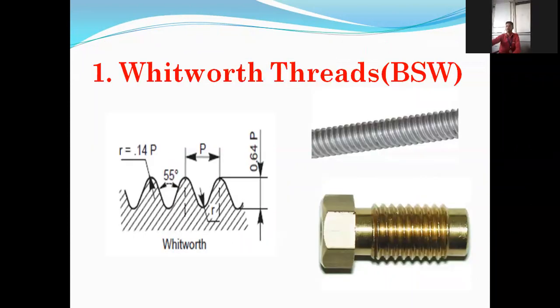So which two things are important once we are going to see types of thread? Which things are important? Can anybody tell? Thread angle and application. Very good. Thread angle and application is important. Whenever you are going to come across any one type of thread, immediately you should remember what is its thread angle and what is its application.